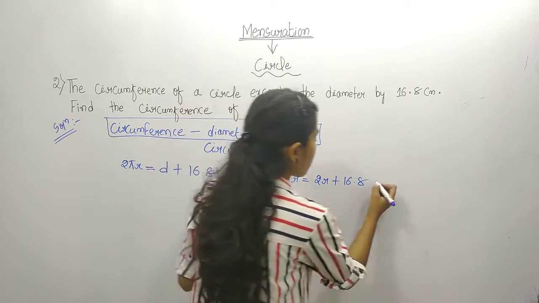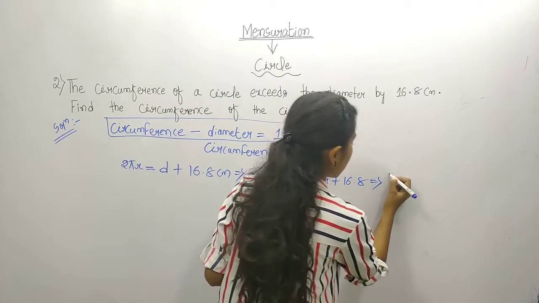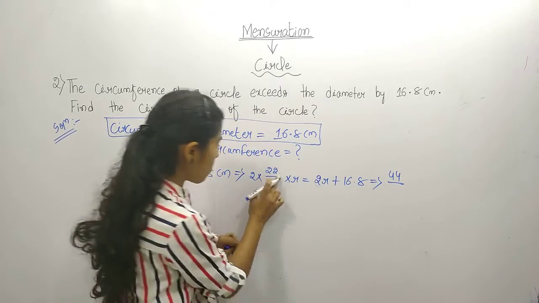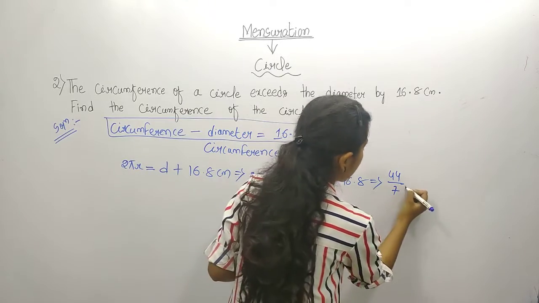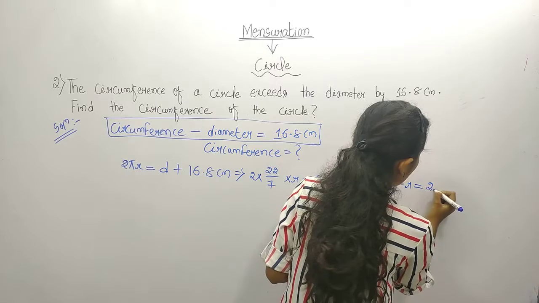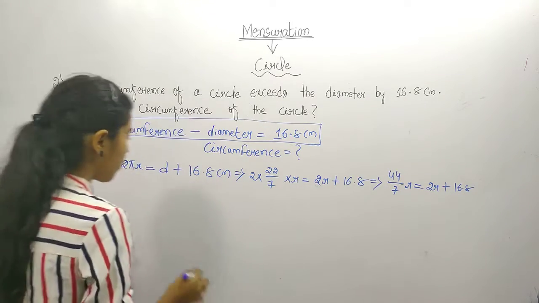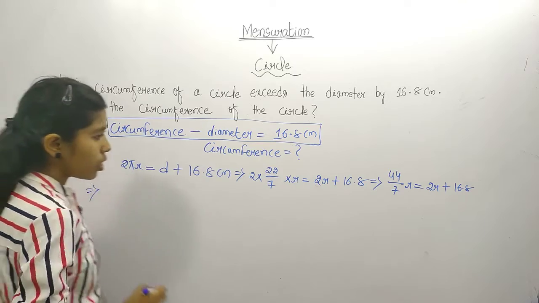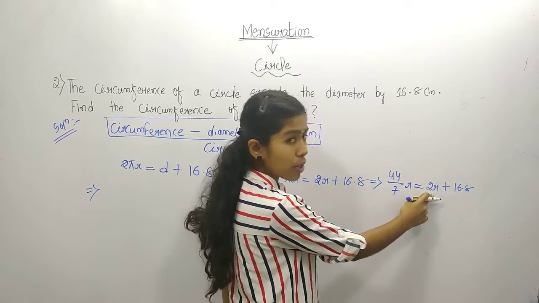Okay, so that implies, here you see 2 into 22 is 44. 44 divided by 7, r is also there. So 44/7 r equals 2r plus 16.8. Okay. Now you see, here this constant is in radius form. This is also in radius form.